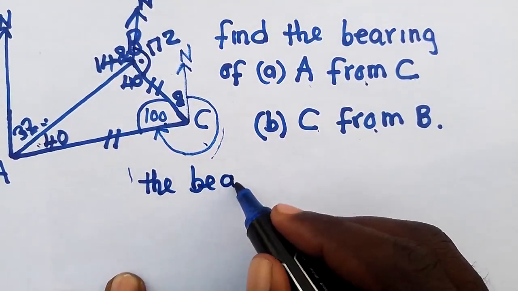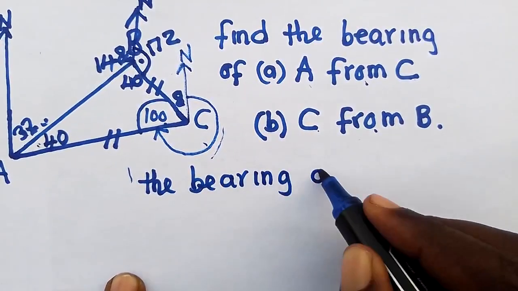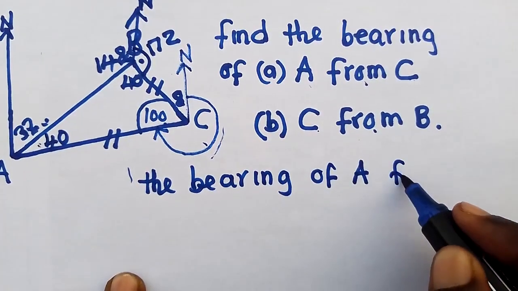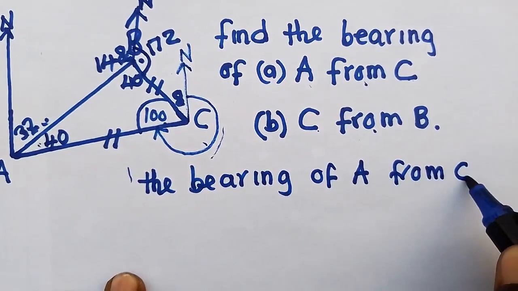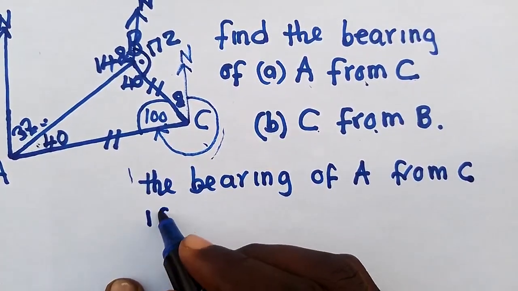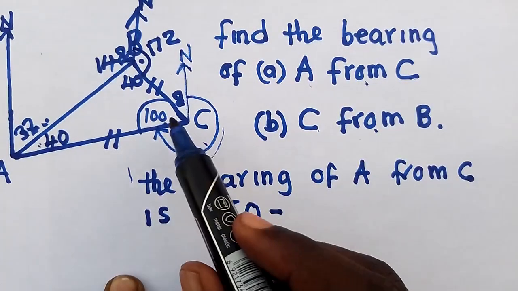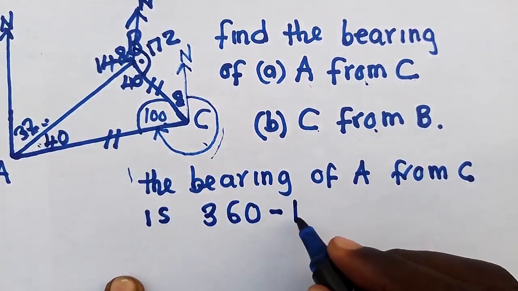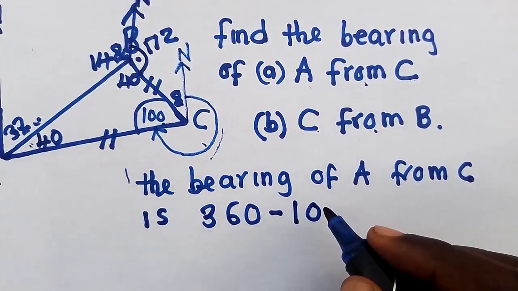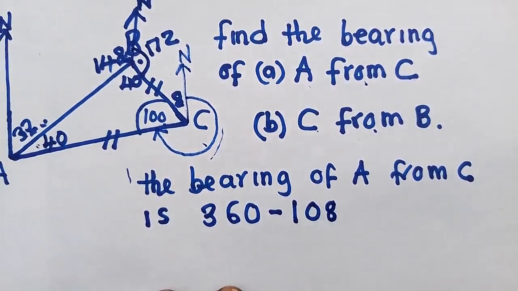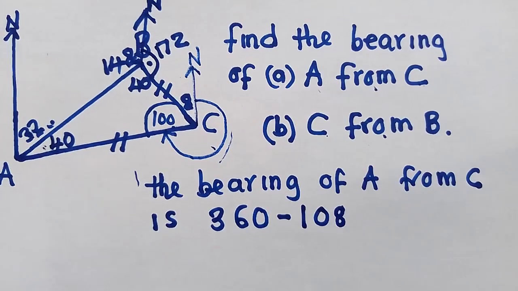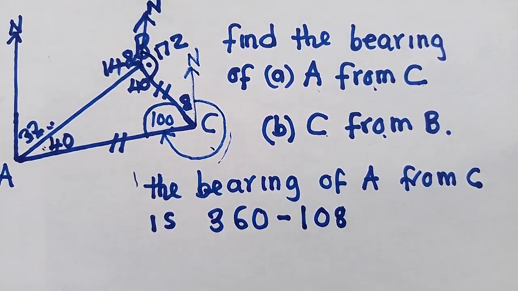The bearing of A from C is 360 minus 100 plus 8, which gives 108. This is what we are going to do. So with this, you now do the calculations. You say 360 minus 108.